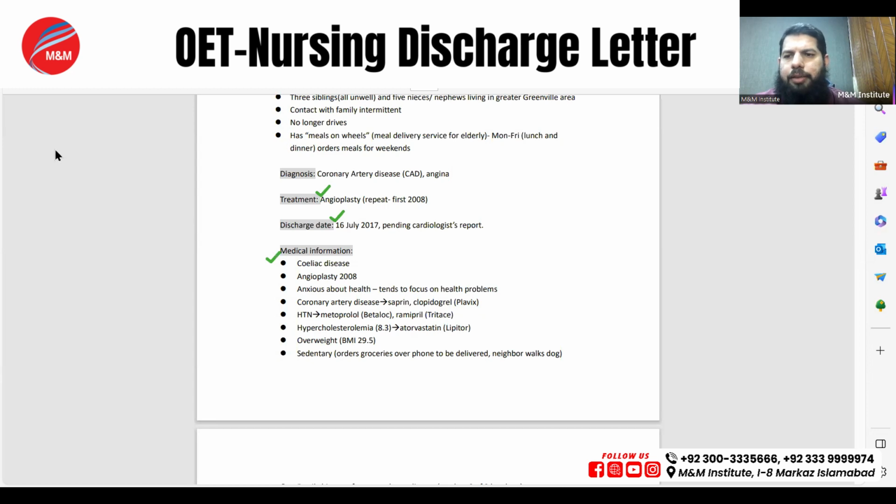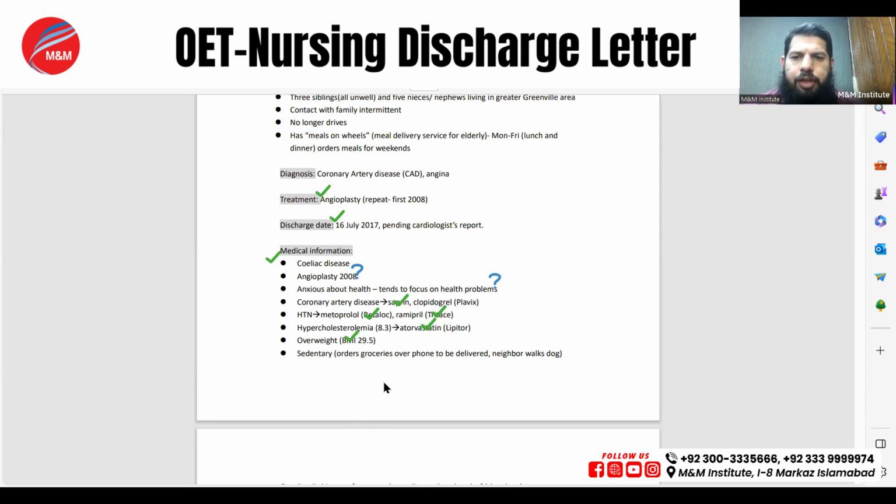So these are the similar information, right? We can write it down. Anxious about health, tend to focus on health problem. Again, maybe some irrelevant information. The medicine that she's been taking, yes, it is important that whatever medicine she'll be taking, specifically because we have to mention the medicine. And for the hypertension as well, yes, it was instruction. Yes, these medicines should be written.